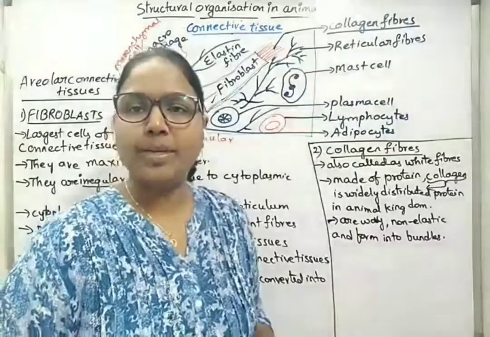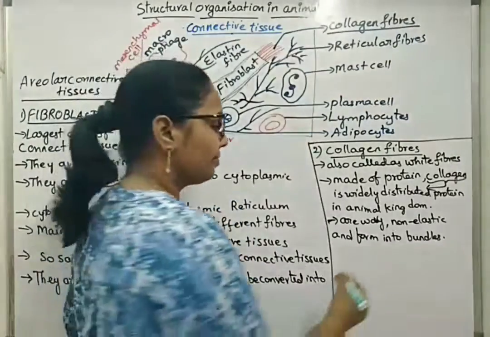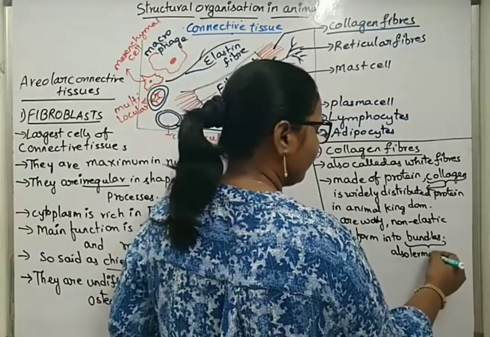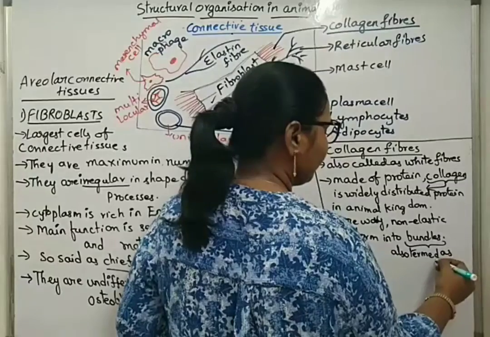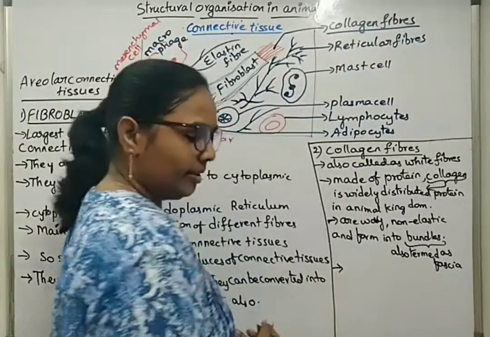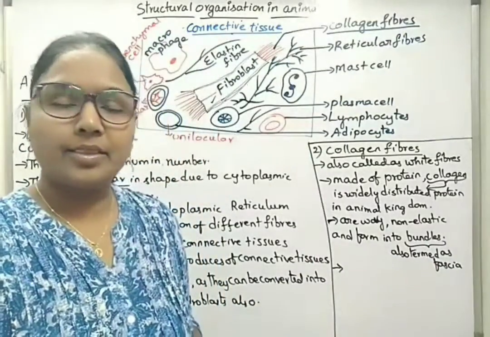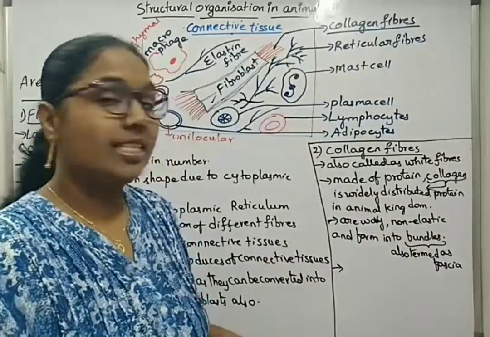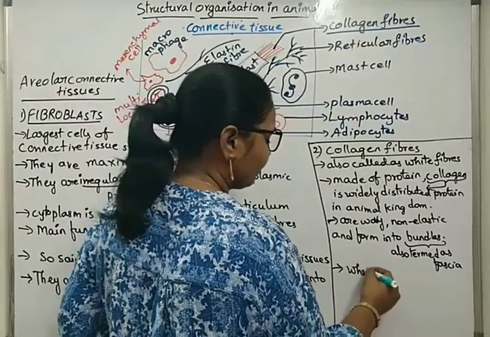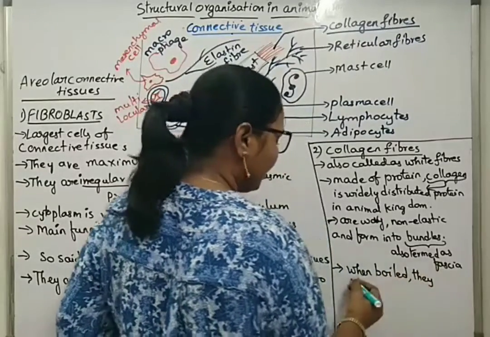When they are arranged in bundles, another term is also used for that, called fascia. Fascia means arranged in bundles. These collagen fibers, when they are boiled, give out gelatin. When boiled, they yield gelatin.